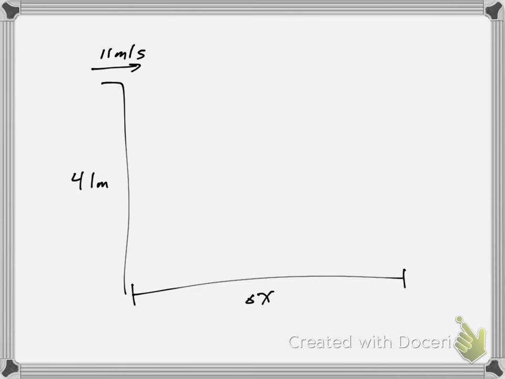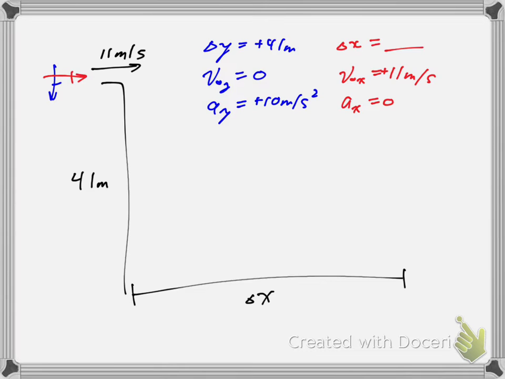All right, so basically, same process. We're going to identify what we have, being careful about the positive directions. I know that the initial velocity is 11 meters per second to the right, and not at all up and down, so the initial vertical velocity is 0. I know it's going to fall 41 meters, so that's my change in y.